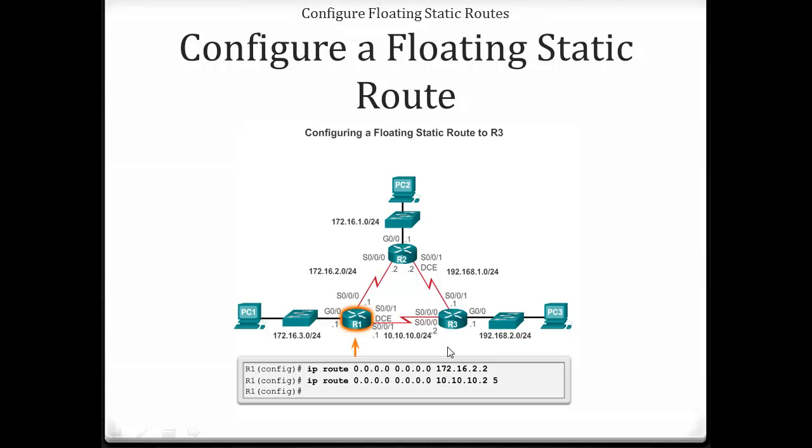So with our floating static routes or our backup routes, they are only used if the better route that's currently installed is unavailable. So we see this a lot when we have backup routes that we only want to use when the main route is down.